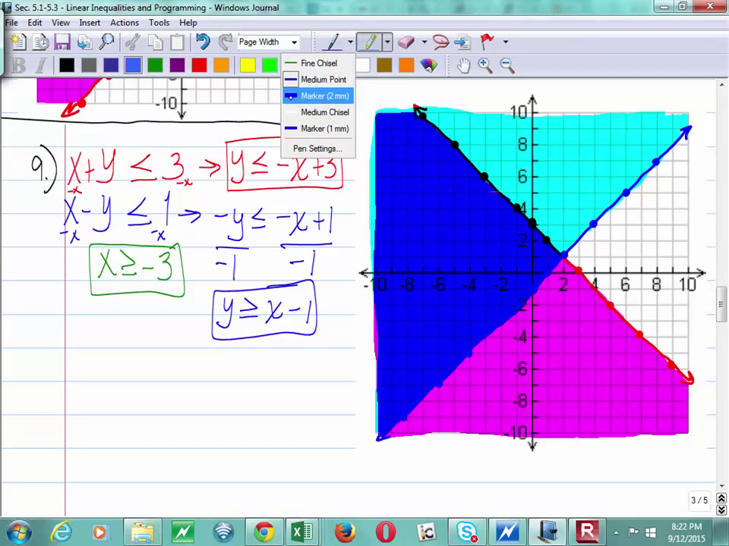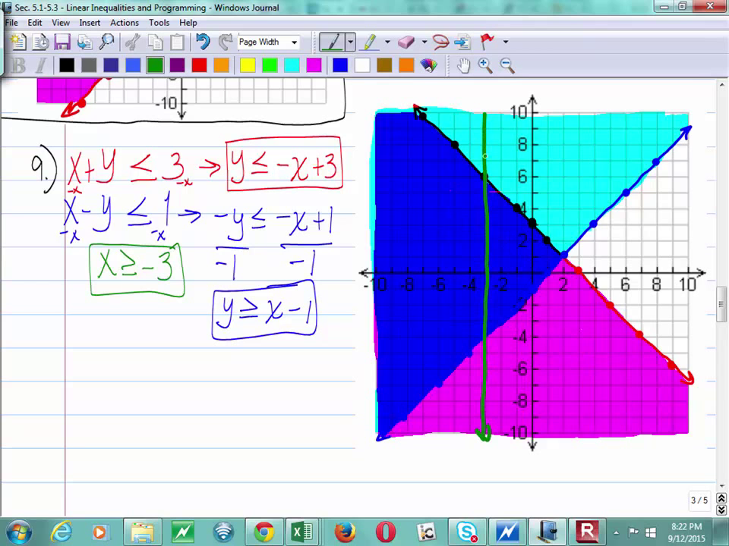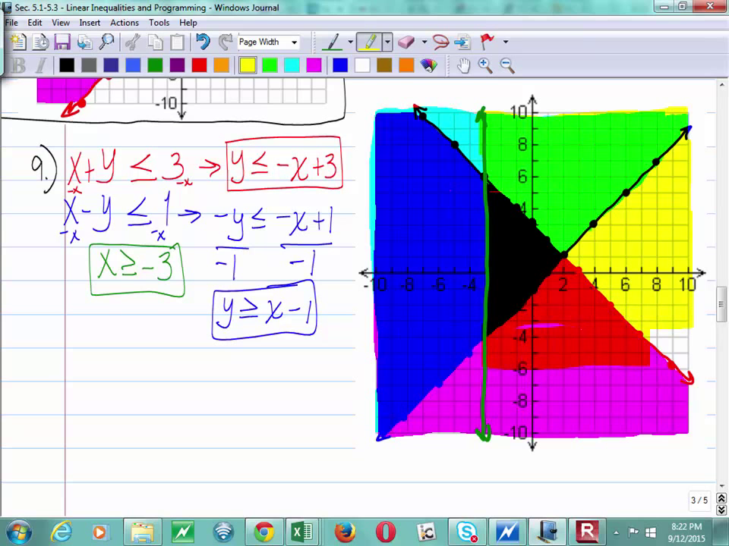Alright, and finally, x is greater than or equal to negative 3, so that's a vertical line at negative 3. It would be solid. And greater than, in this case, would be to the right. I love this problem because of all the pretty colors all together. I'm just weird like that.